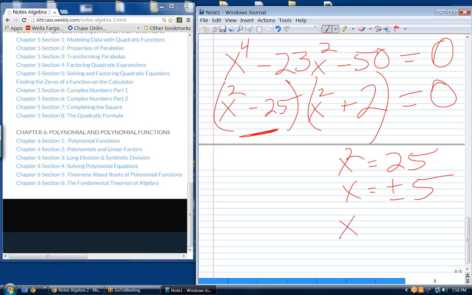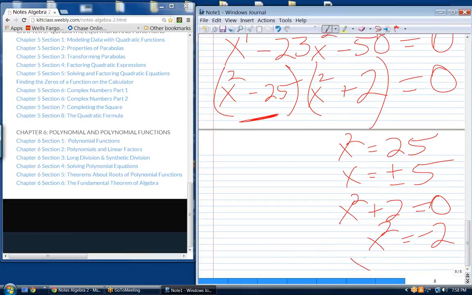And if x squared plus 2 equals 0, then x squared equals minus 2, and what's x equal to? I root 2. Plus or minus? Plus or minus root 2I. So there's my 4 solutions. I got plus or minus 5 and plus or minus root 2I. 2 real and 2 complex.